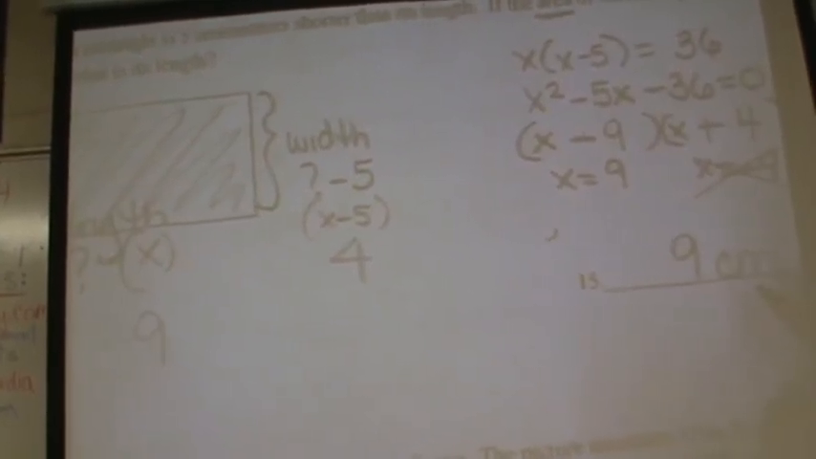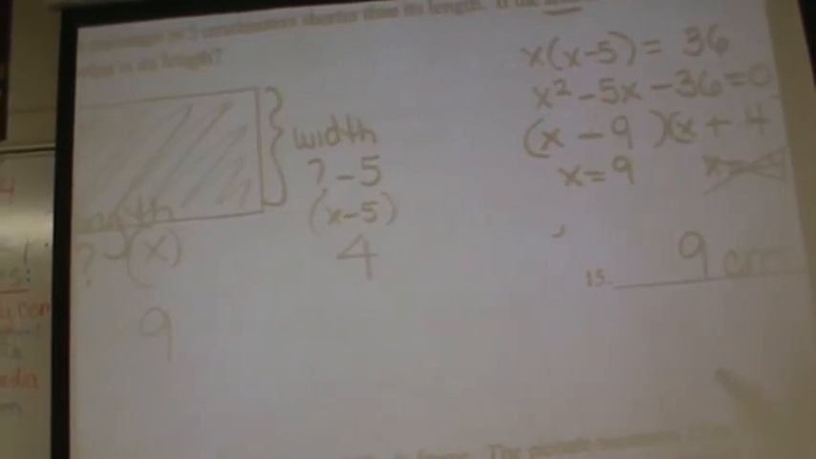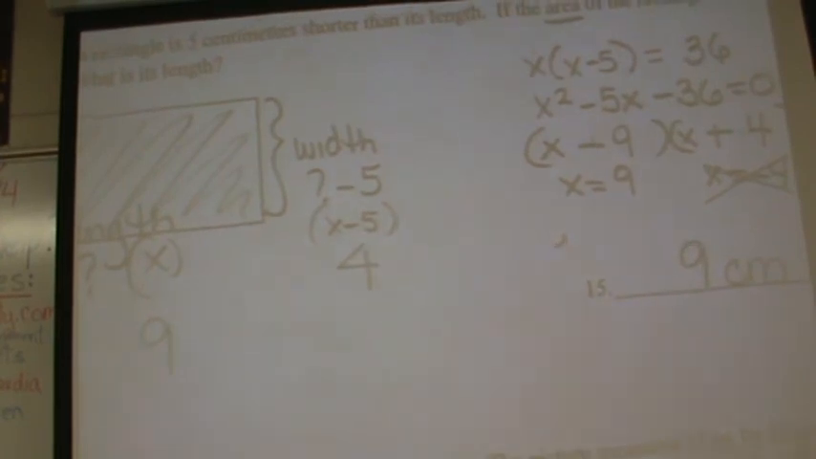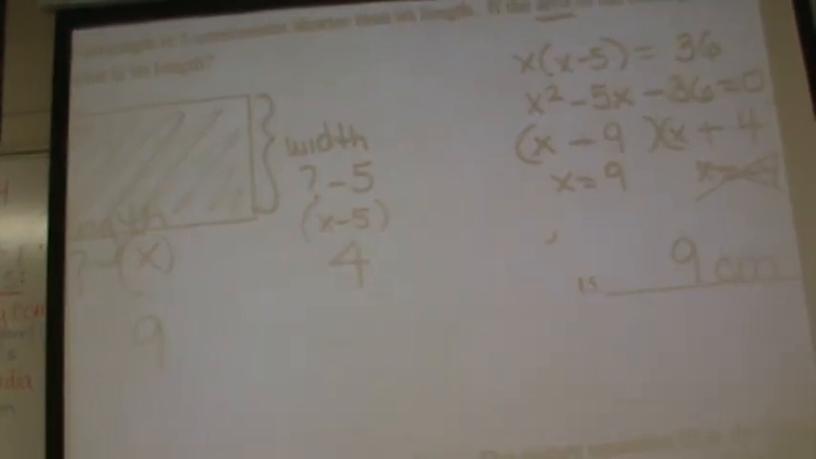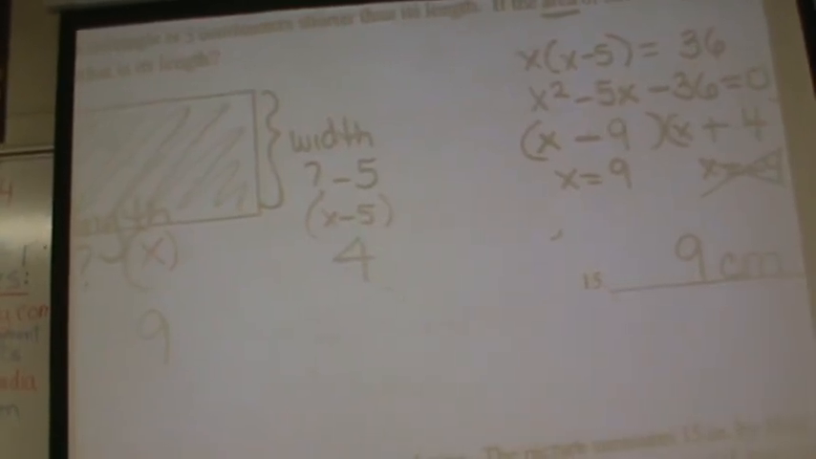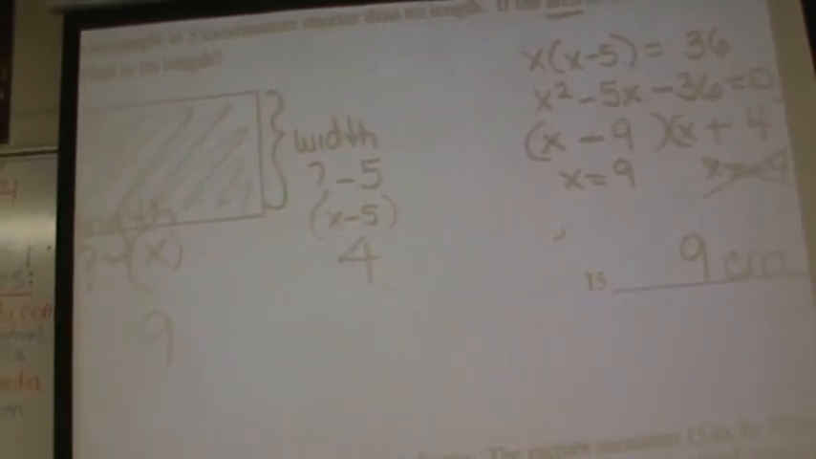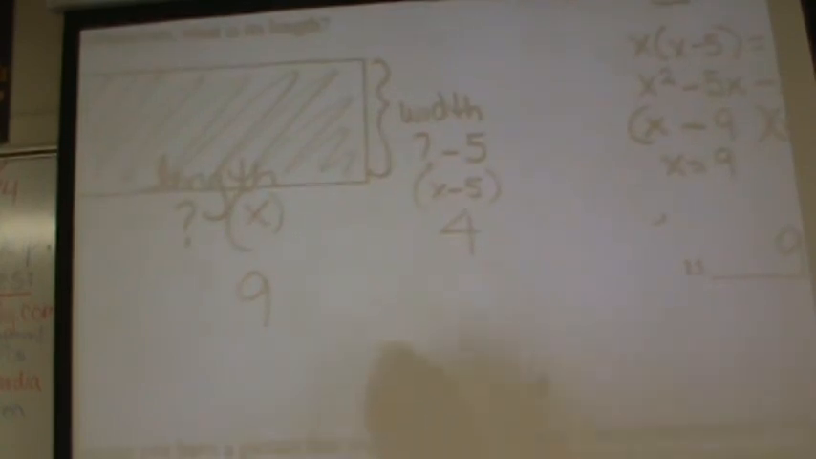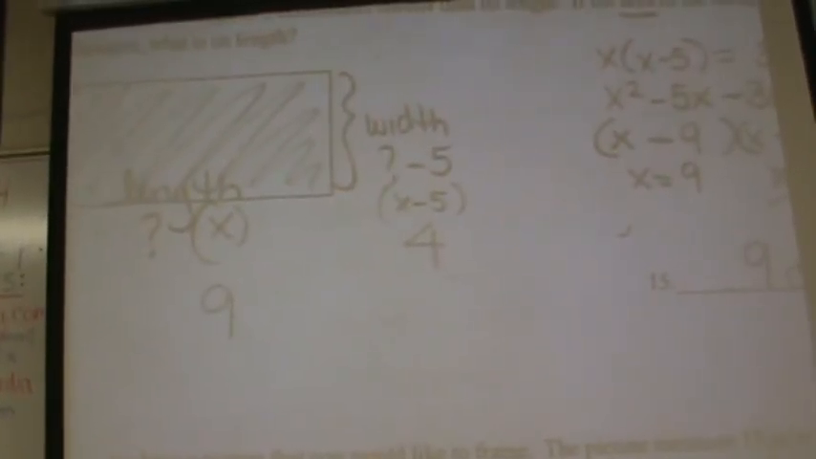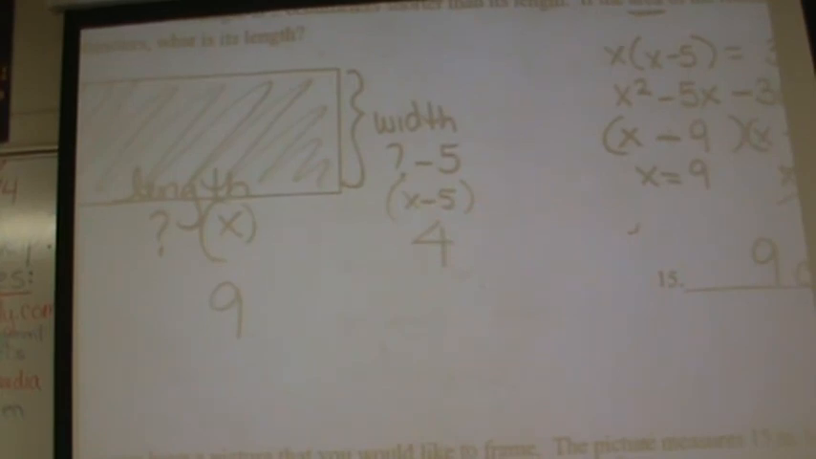Now, what if I said, what's the length and width? Then you write 9 by 4. So read the question carefully and answer according to what they're asking you for, okay? Because I'm testing you on if you know what x is. Or I might have said, what's the width? If I would have said, what's the width, you would have done 9 minus 5, which is 4, okay?